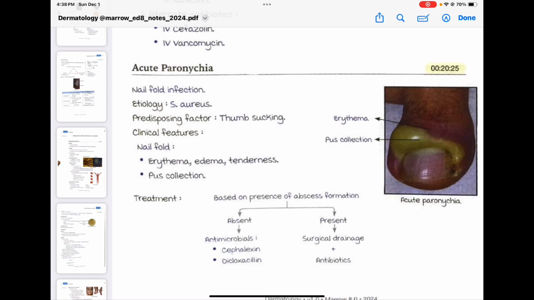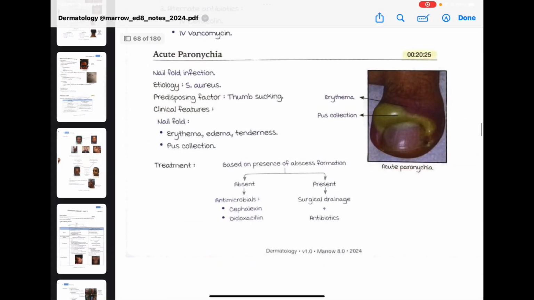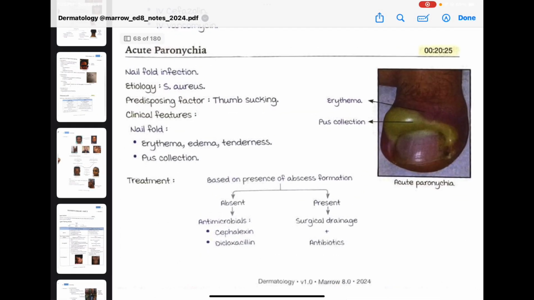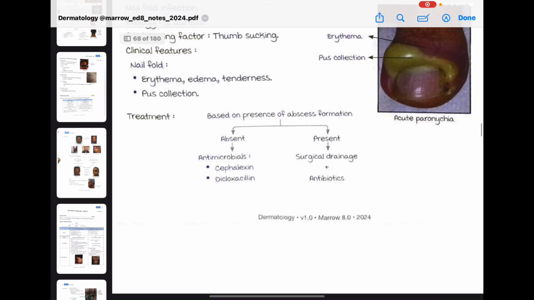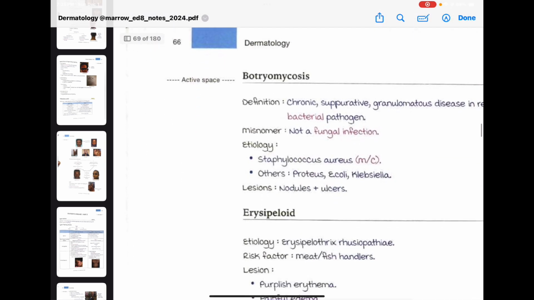Acute paronychia. Acute paronychia, nail fold infection. Etiology: Staph aureus. Predisposing factor: thumb sucking. Clinical features: nail fold erythema, edema, tenderness, pus collection. Treatment based on presence of abscess formation. Absent: antimicrobial, cephalexin, dicloxacillin. Present: surgical drainage and antibiotics.